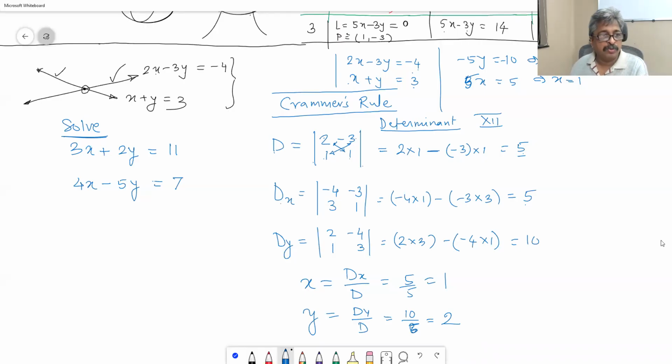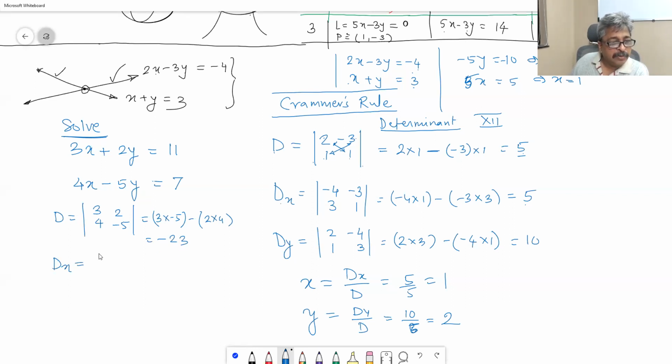Okay, Cramer's rule. If two simultaneous equations are given, find D. D is equal to the determinant 3, 4, 2, minus 5, which is equal to 3 into minus 5 minus 2 into 4, which is equal to minus 15 minus 8, minus 23. Dx is equal to 11, 7, 2, minus 5, which is equal to 11 into minus 5 minus 2 into 7, minus 55 minus 14, which is equal to minus 69.